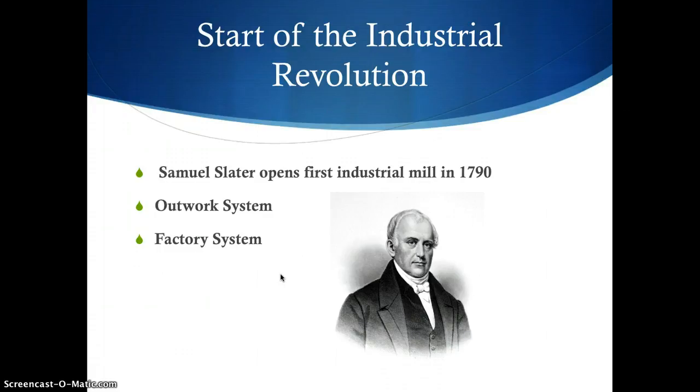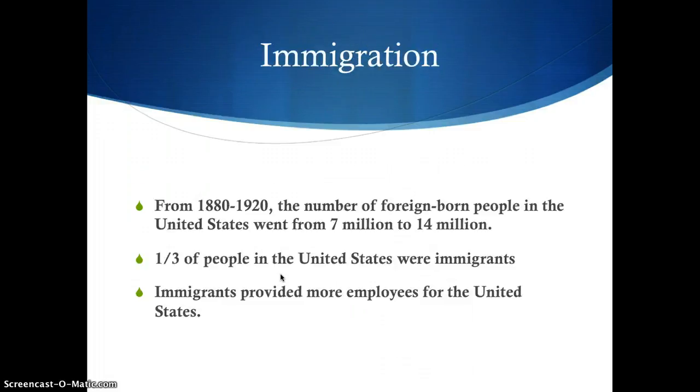The outwork system is where people would work out of their homes, manufacturing small parts of a larger production process. And the factory system is where you work in the factory, producing stuff on large scales in one location. Immigration also was a big key in the Industrial Revolution.